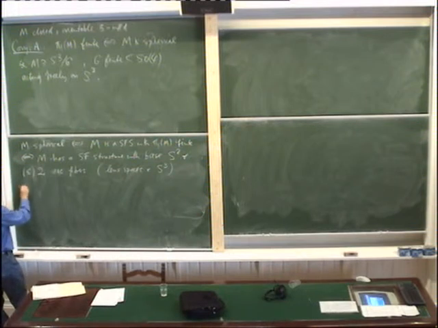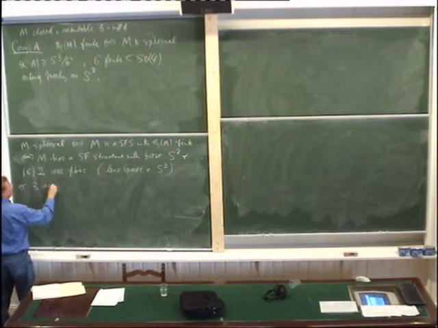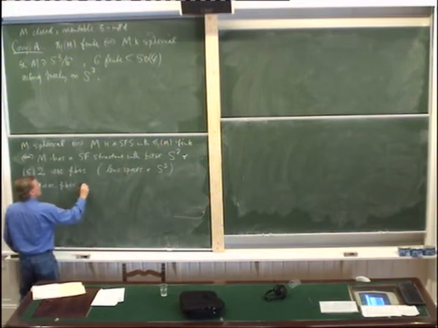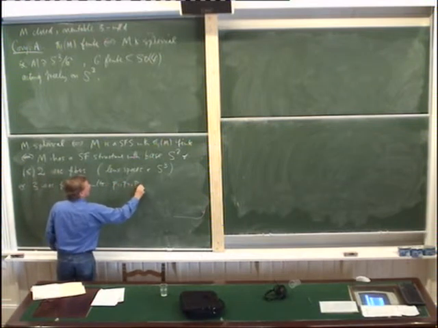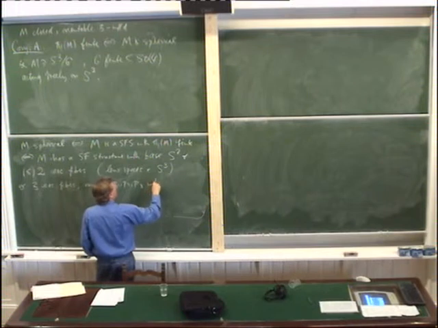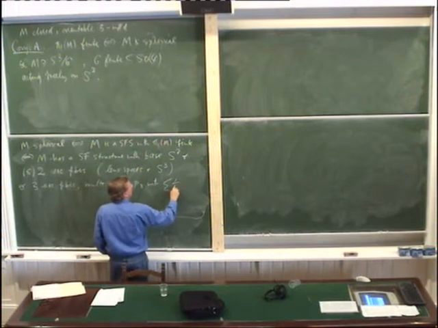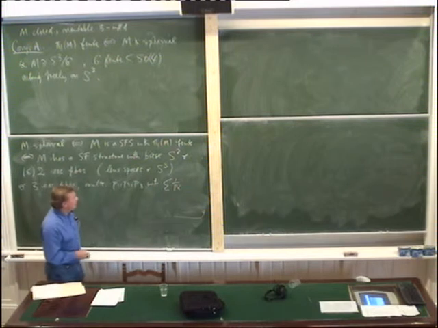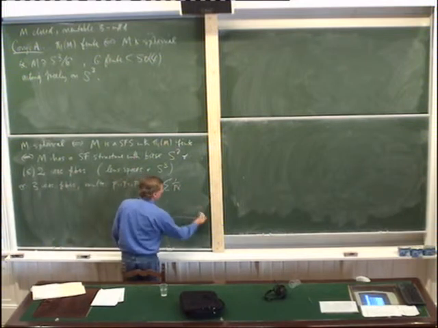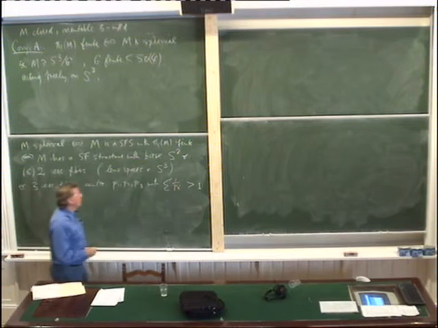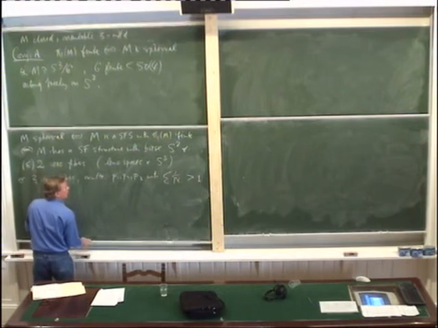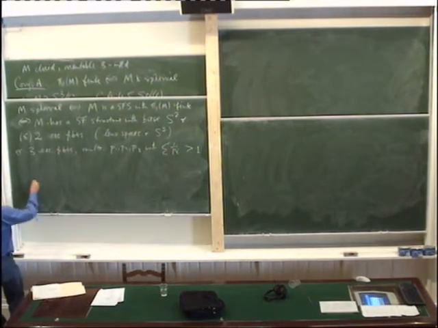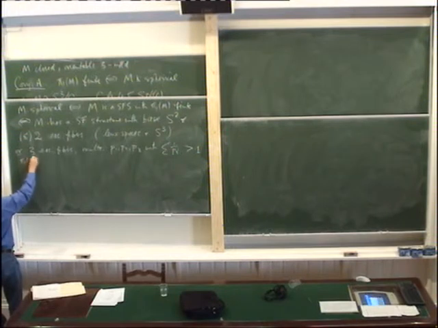or 3 exceptional fibers with multiplicities, let's say P1, P2, P3, with, well, they correspond to these Platonic triples, or whatever. I mean, the sum of the reciprocals is greater than 1, and remember the groups in question. And so pi 1 of M. So I was a little careless when I wrote this last. I was rushing at the end, and I didn't.